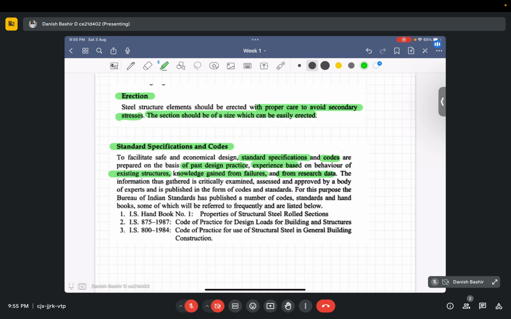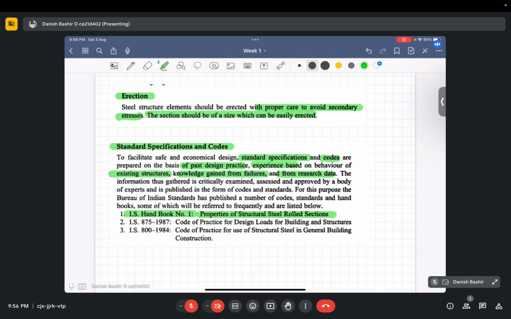So for getting the properties of the structural steel roller sections, for example, I have some I section, a standard I section available in the market. Now you want to get handy details about its properties, like the area of the cross section, properties like moment of inertia about the x-axis, y-axis, z-axis, and its polar moment of inertia. All the other details are available in IS Handbook number 1.